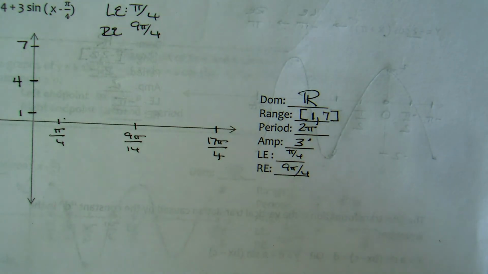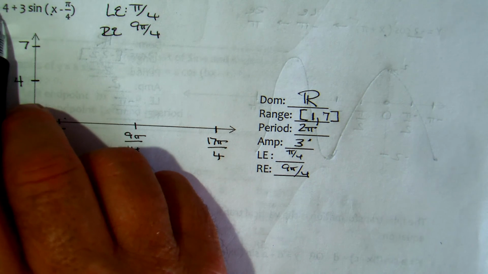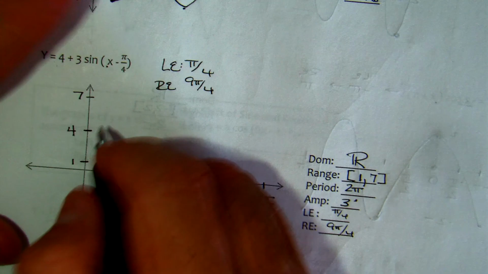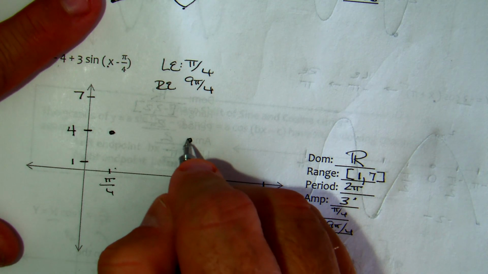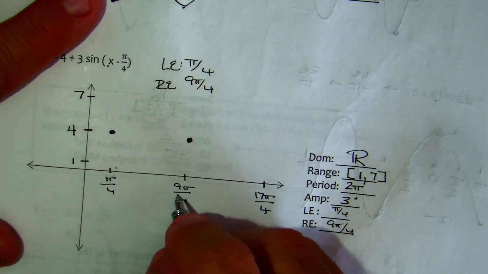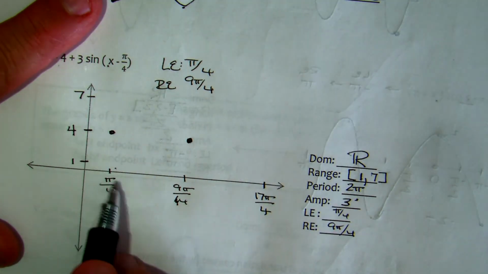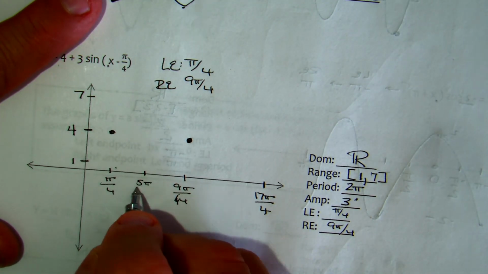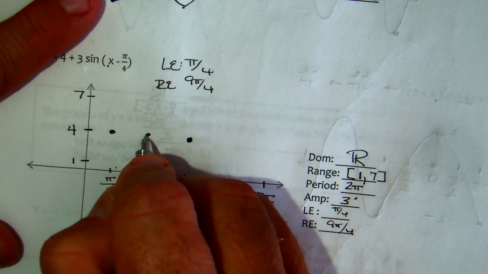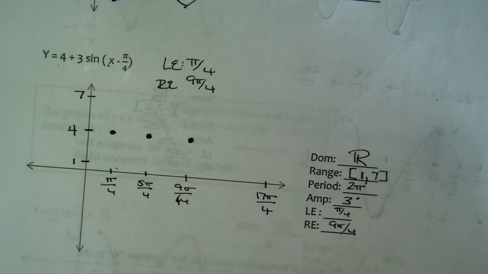Because it's a sine, normally I start at 0, but because the 4 is outside, 0 plus 4 is 4. So I'm going to start at pi over 4, and I'm going to end at 9 pi over 4. 1 plus 9 is 10. Half of 10 is 5. So my halfway point is 5 pi over 4, which would also be at 4 now instead of 0.